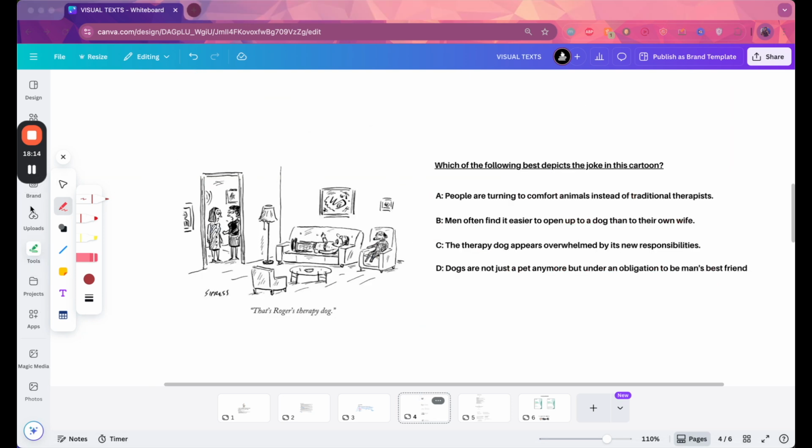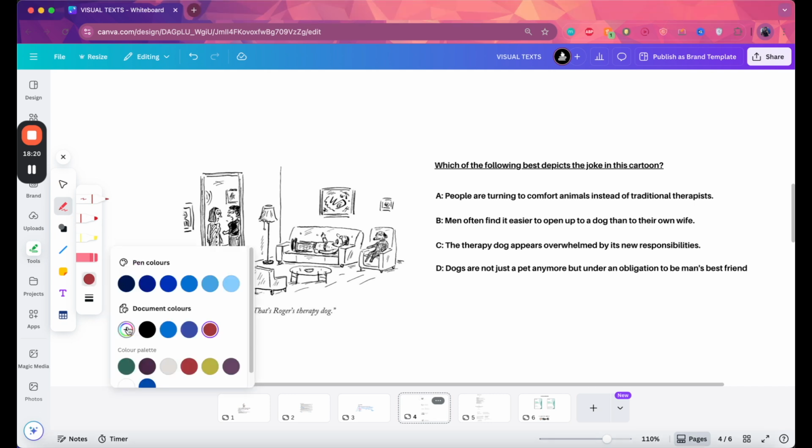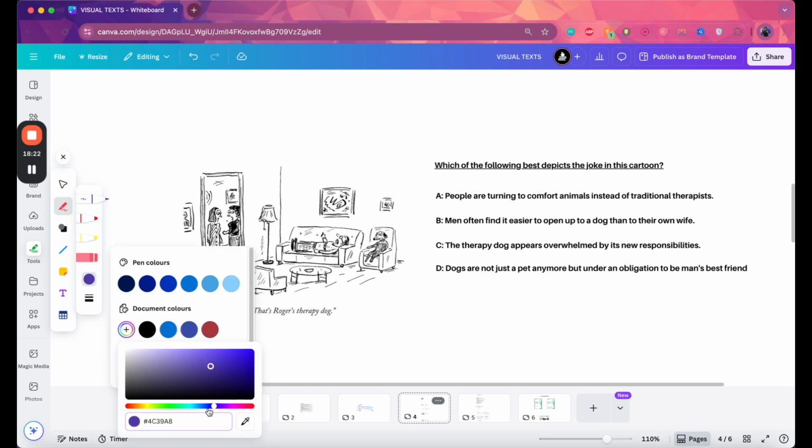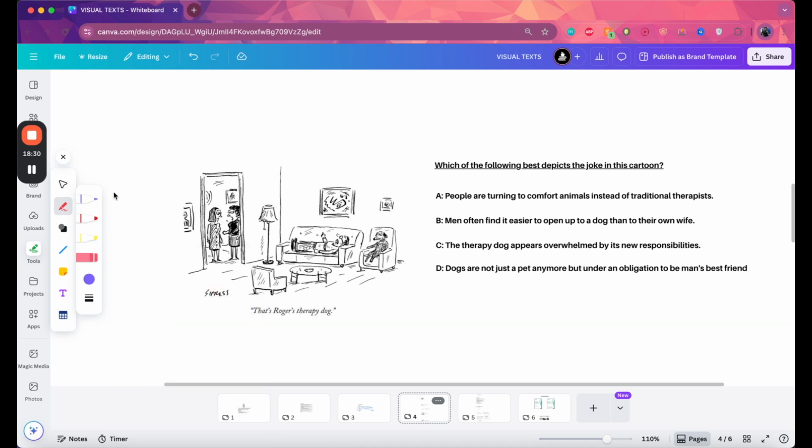Okay, now just moving on to the next question. Oops, wrong thing. Moving on to the next question. Let me change my color. Let's use just purple. All right. So remember, first step is the issue.